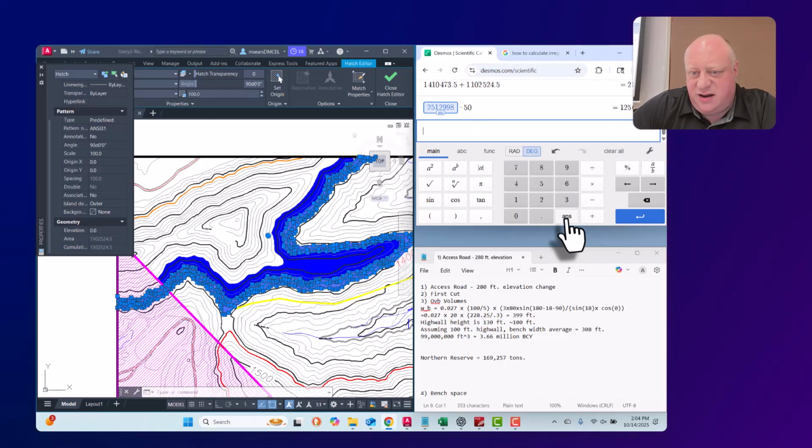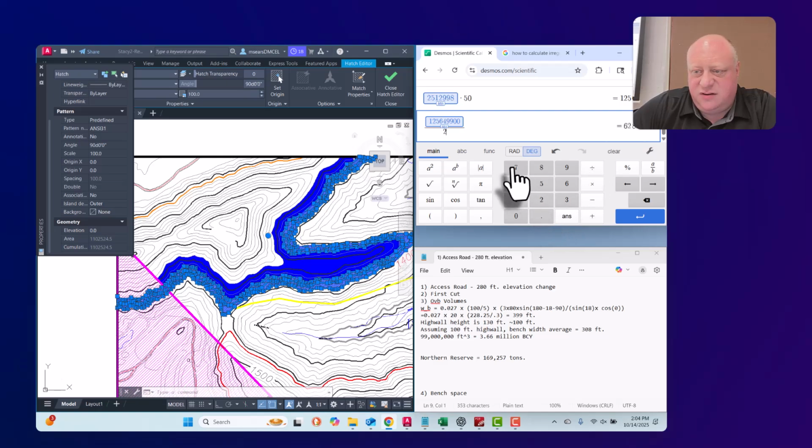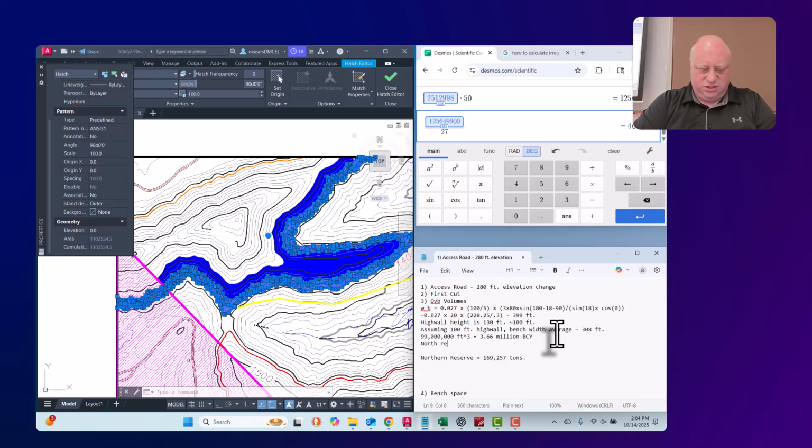So we'll have to take that answer and divide that by 27 to give us cubic yards, and we're at again about 4.6 million. So North Reserve storage. I shouldn't say storage, but let's just say fill capacity is approximately 4.65 million bank cubic yards. So your bank again.